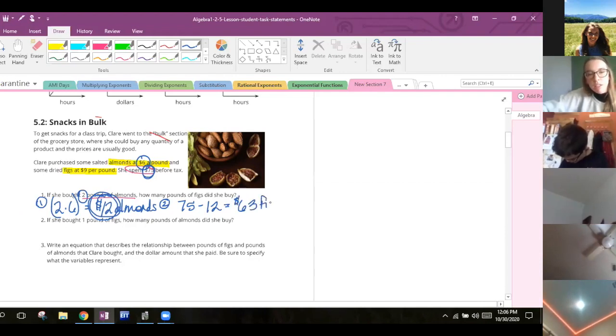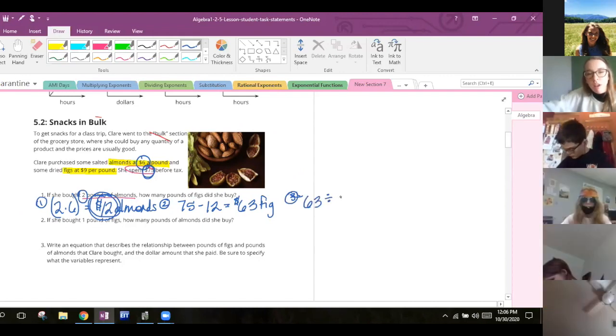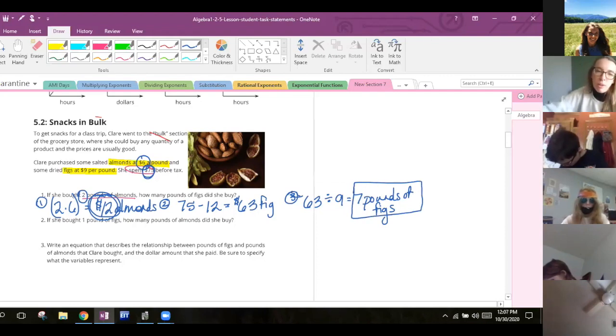on figs. But once again, it didn't want to know how much money we spent on figs. It wants us to know how many pounds that is. So then what are we going to do in our final step to see how many pounds that is? Divide 63 by 9, and that's going to give us 7 pounds of figs. Okay, so if we buy 2 pounds of almonds, then we'll have to buy 7 pounds of figs in order to spend that $75.